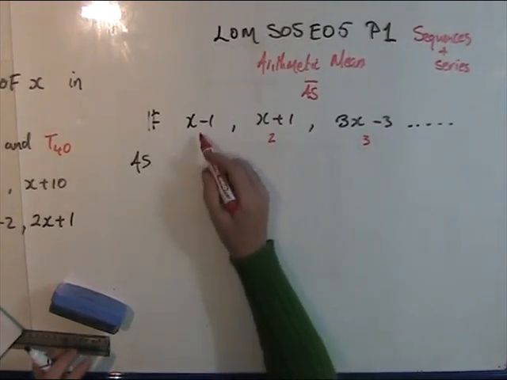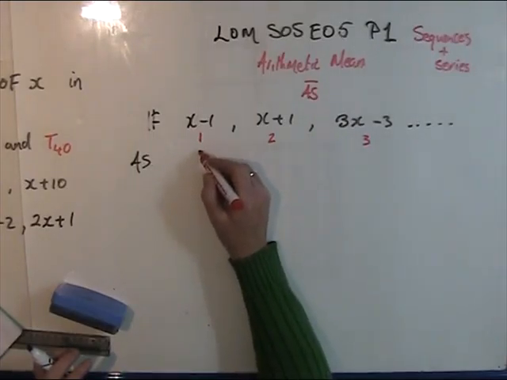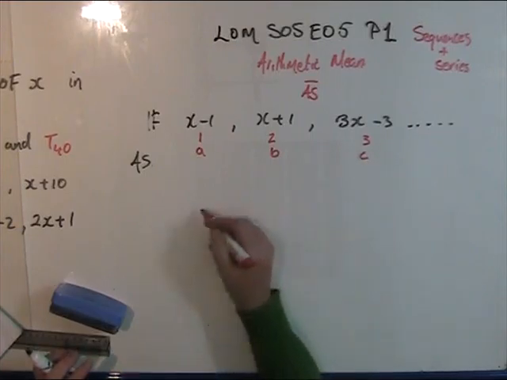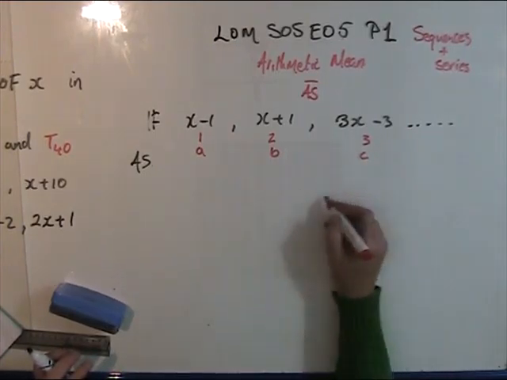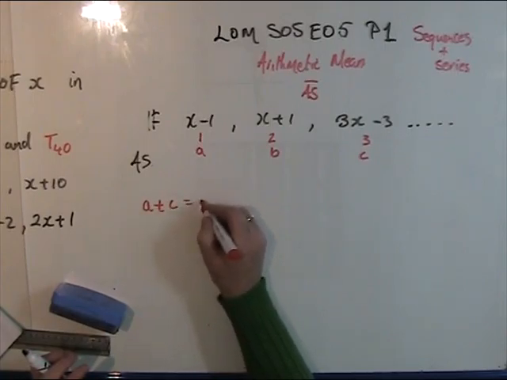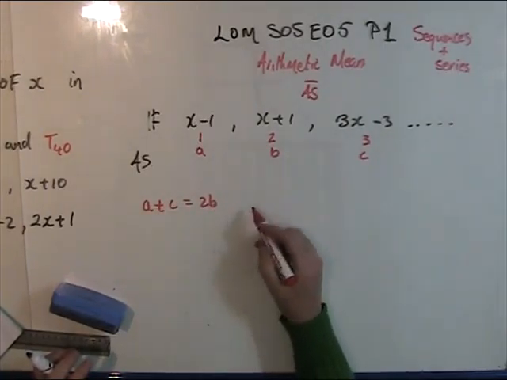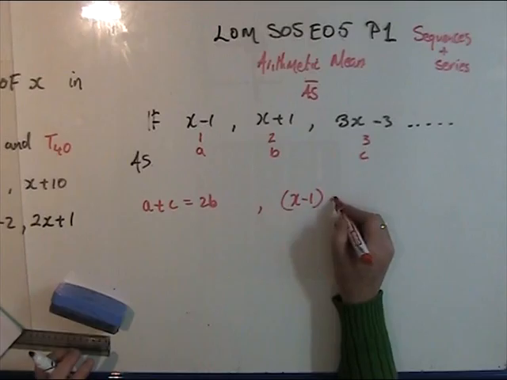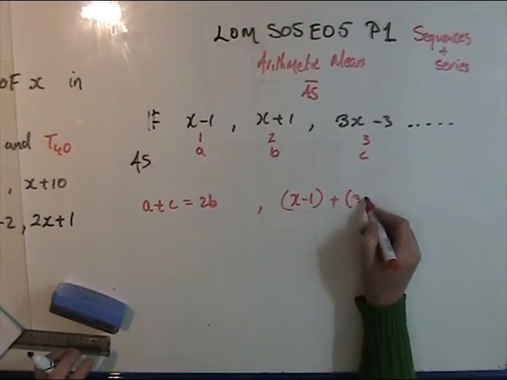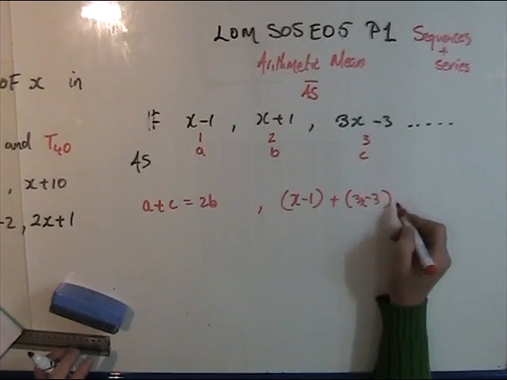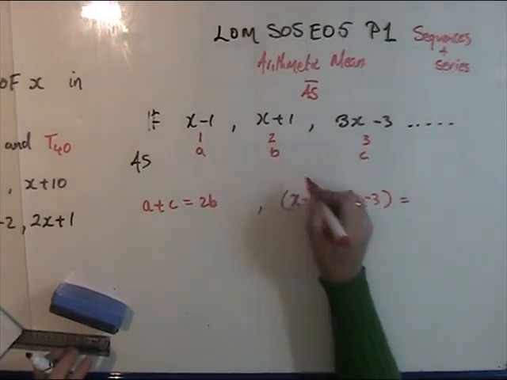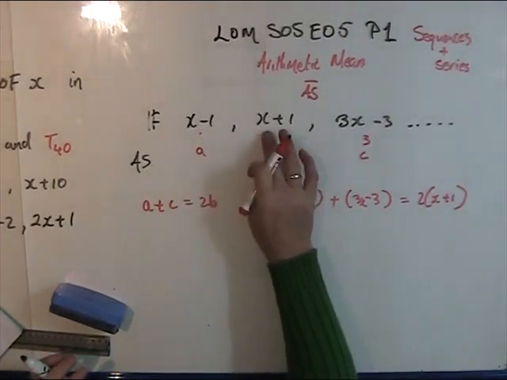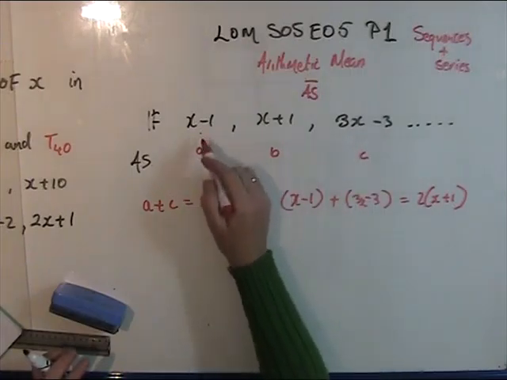And you know the formula. So you know that this is the first term, so we're going to call this A, and this is B, the second term, and this is C, the third term. And we know through our formula that A plus C is equal to twice B. So we put them in. So it's x minus 1 plus 3x minus 3 is equal to twice B, 2 times x plus 1. Just to let you know that this is a sequence.